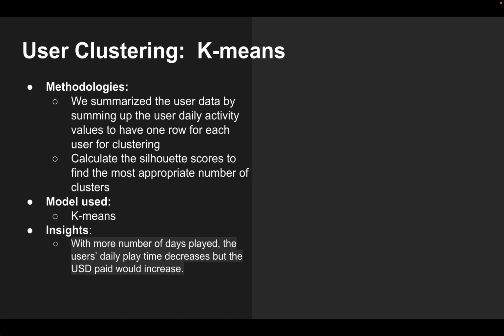And then we use k-means clustering to calculate the most loyal, least loyal, and less loyal clusters of users. First of all, we summarize the user data by summing up the user daily activity values to have one row for each user for clustering. And then we calculate the silhouette scores to find the most appropriate number of clusters, which is 3. And then we cluster the users into 3 clusters. After this clustering, we gain the insight that with more days played, the user's daily playtime would decrease, but the user's paid value would increase.